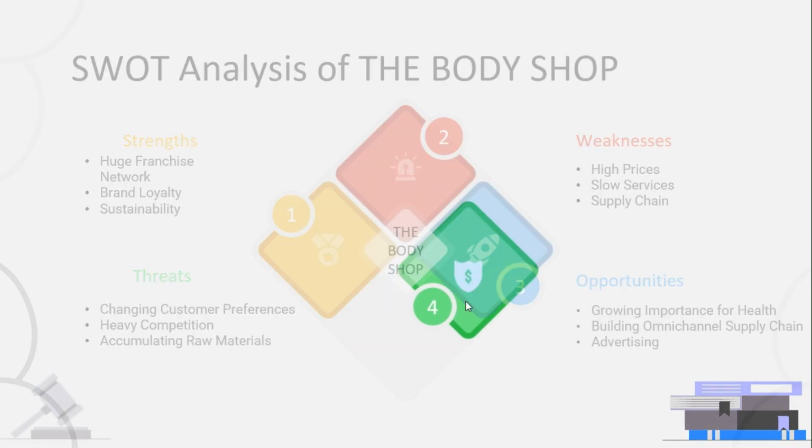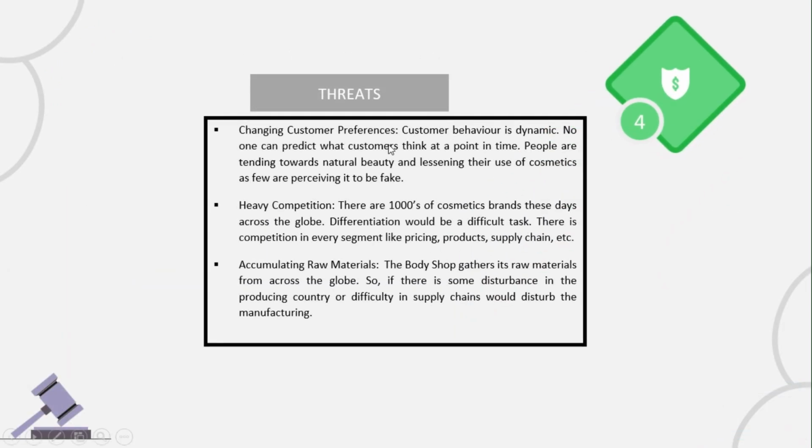Lastly, let's talk about threats. 1. Changing customer preferences. Customer behavior is dynamic. No one can predict what customers think at a point in time. People are tending towards natural beauty and lessening their use of cosmetics as few perceive it to be fake. 2. Heavy competition. There are thousands of cosmetics brands these days across the globe. Differentiation would be a difficult task. There is competition in every segment like pricing, products, supply chain, etc.